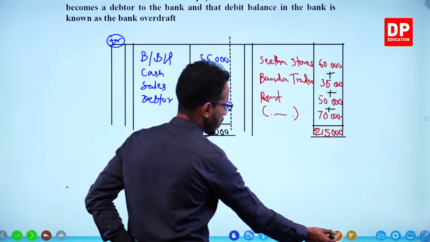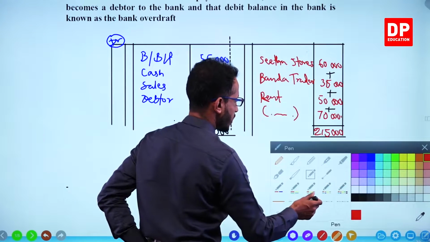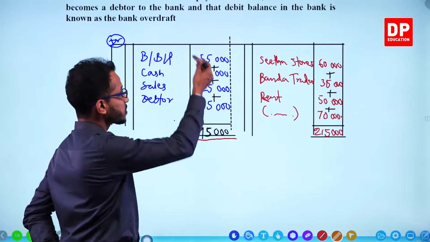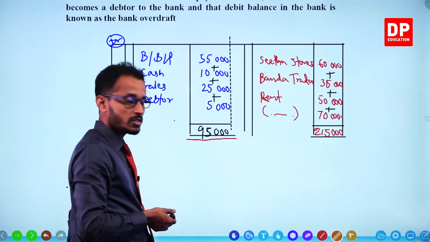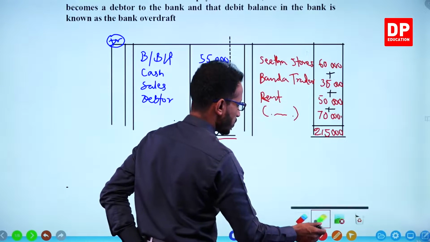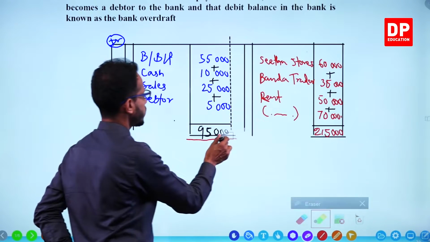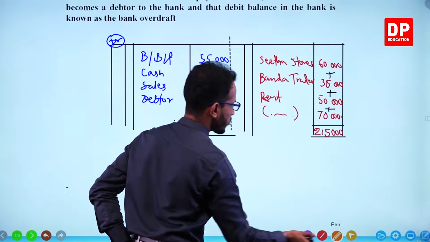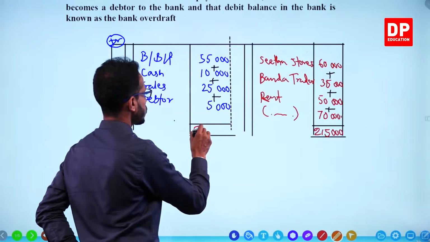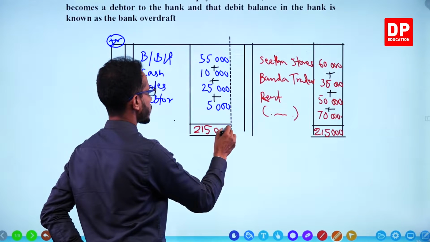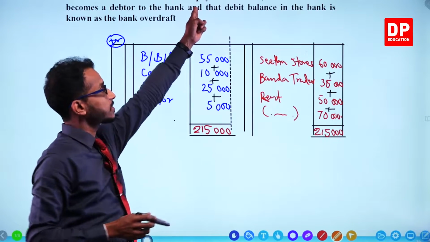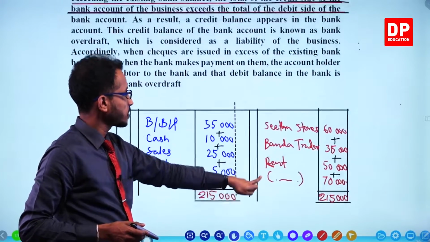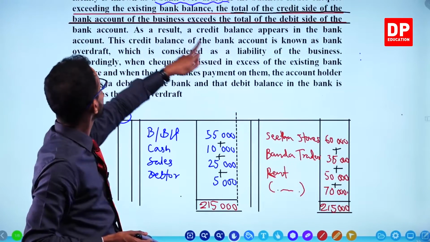In that case, children, I'm not going to mention this 95 in the debit side sum box. I have to mention 215 on the debit side too. That is what the text is talking about. That is what the textbook says here.